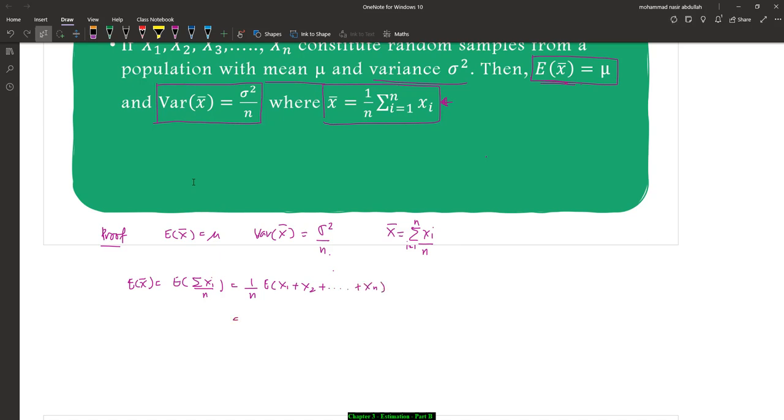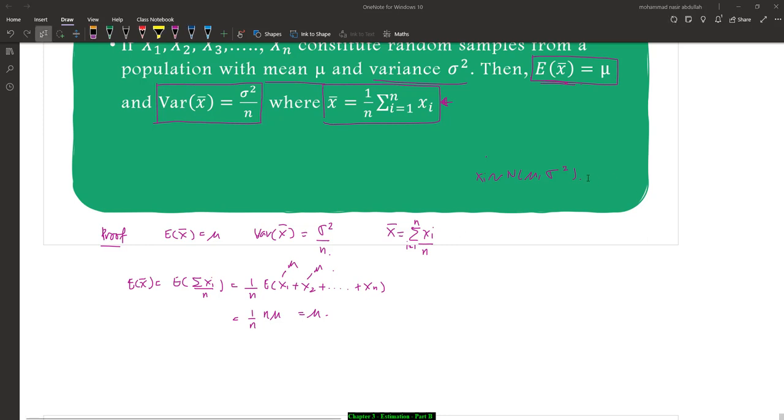We know from a normal population that xi has a normal distribution with mean equal to mu and variance equal to sigma squared. So this should be 1 over n, and mu plus mu plus mu until n times is equal to n mu. So this should be equal to mu.